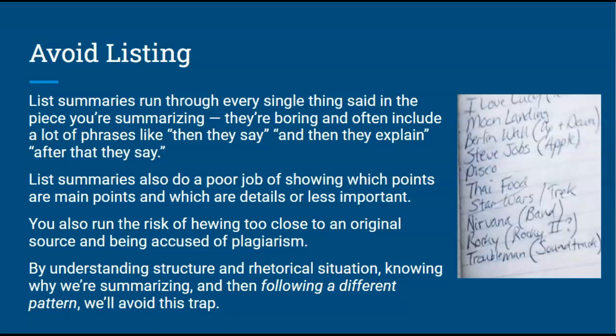A listing summary may run through every single thing from an article in a really boring way, using a lot of phrases like, then they say, and then they say, and after that they say. List summaries can also do a really poor job of differentiating between main ideas and details, and may get accused of plagiarism for following the original structure too closely. So we're going to follow a basic pattern with summaries that will help us avoid this.